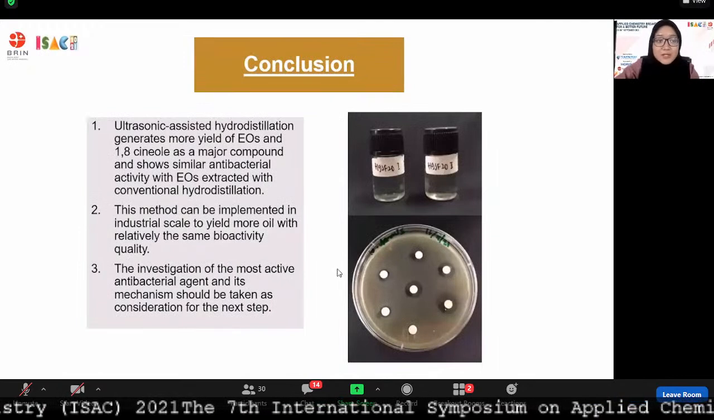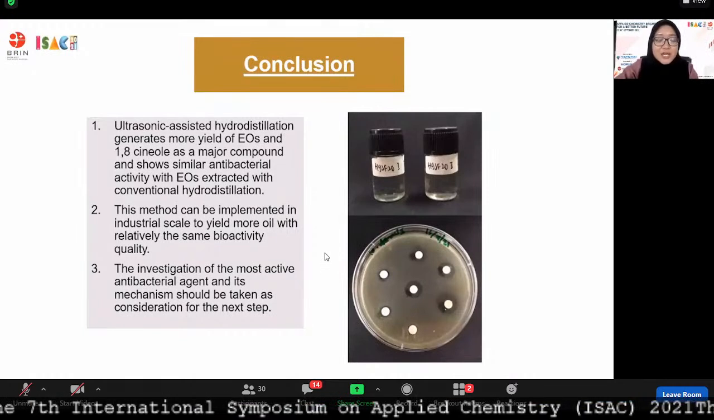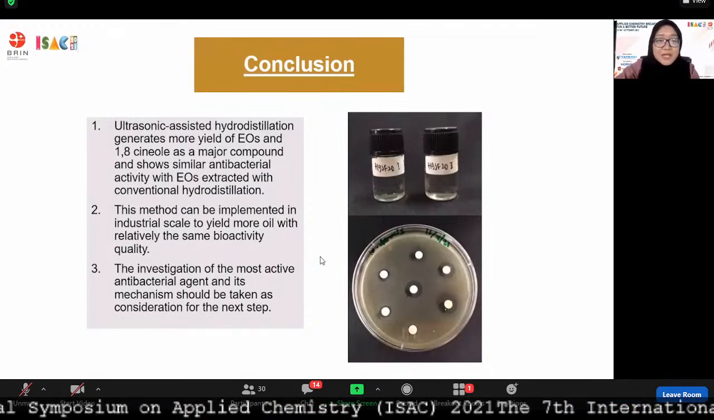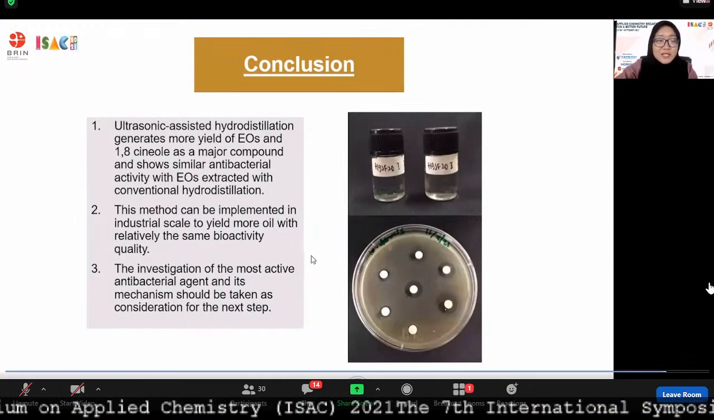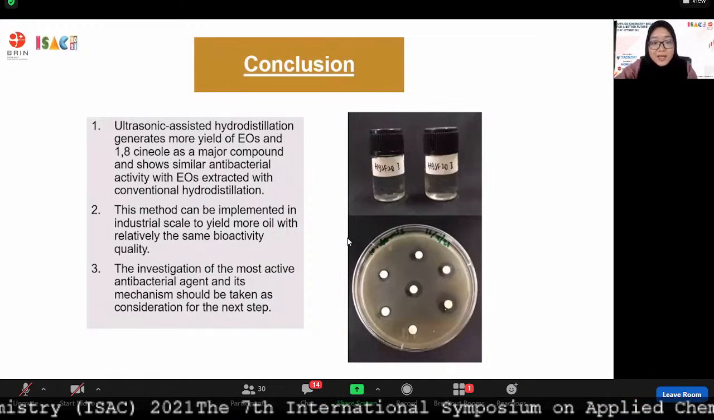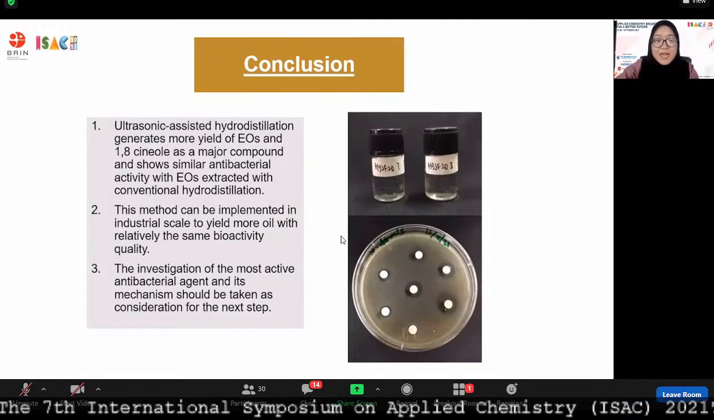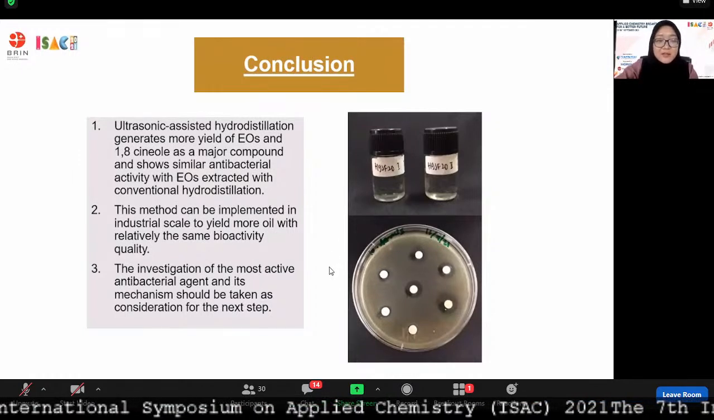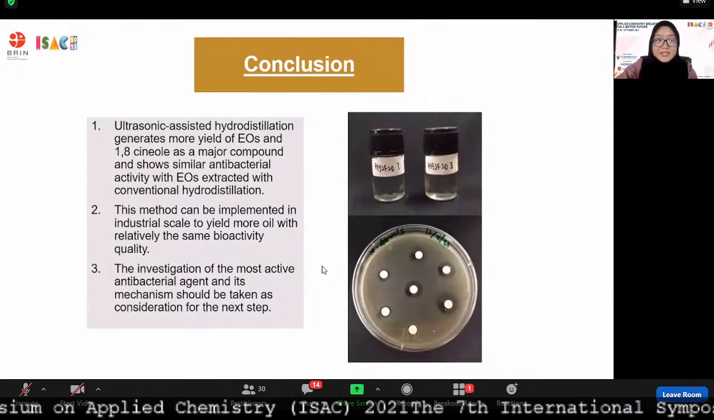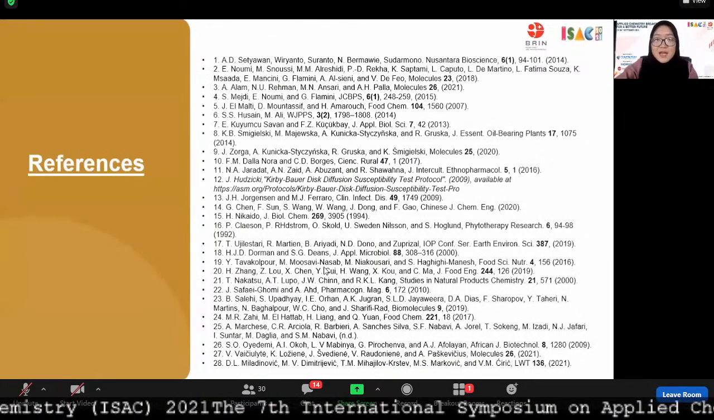So this is the conclusion of our research. The ultrasonic assisted hydrodistillation generates more yield of EOs and 1,8-cineol as a major compound and shows similar antibacterial activity with EOs extracted with conventional hydrodistillation. This method can be implemented in industrial scale to yield more oil with relatively the same bioactivity quality. And the last, the investigation of the most active antibacterial agent and its mechanism should be taken into consideration for the next step. So this is the end of our presentation.